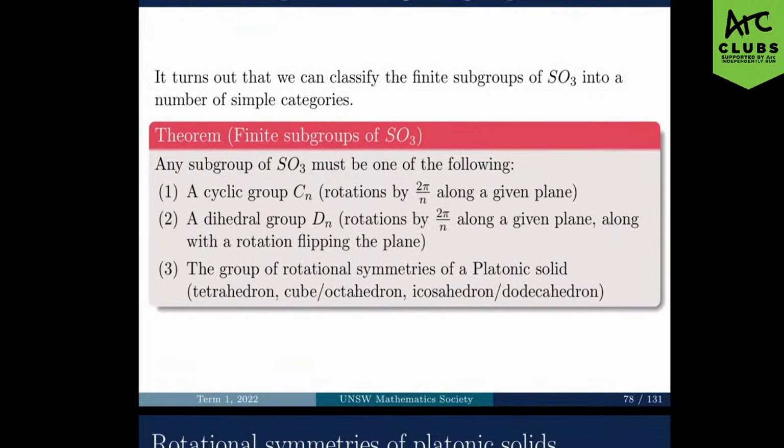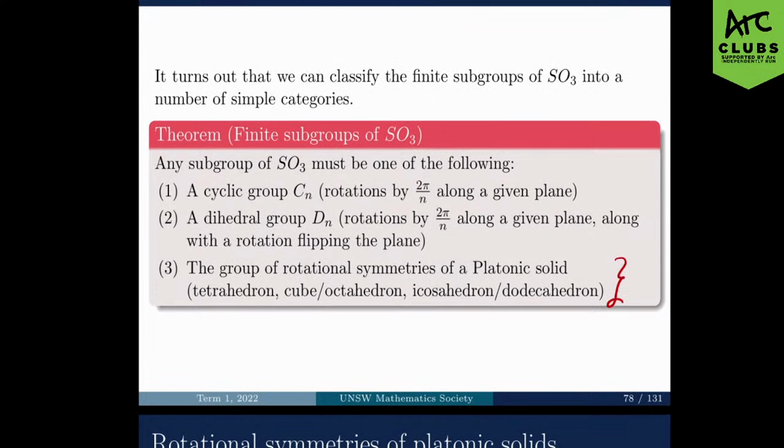And the third type of finite subgroup of SO3 is the group of rotational symmetries of a Platonic solid. There are only 3 of these because we have 5 Platonic solids, but the rotational symmetries of the cube and the octahedron are the same, and the rotational symmetries of the icosahedron and the dodecahedron are also the same. So there are 3 subgroups here.